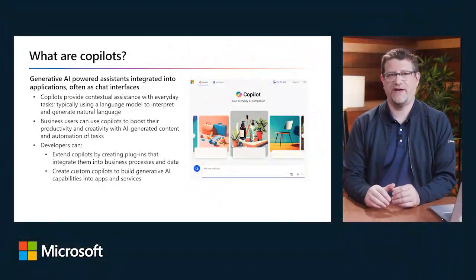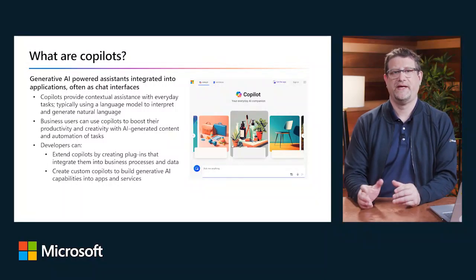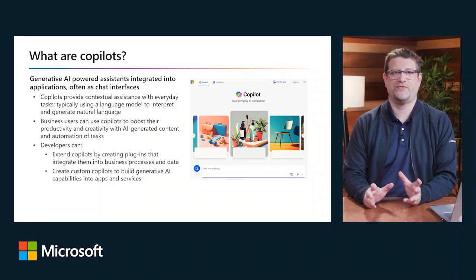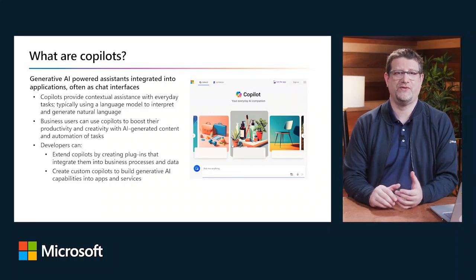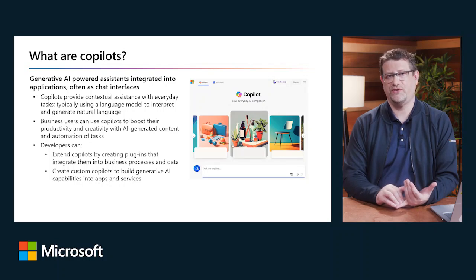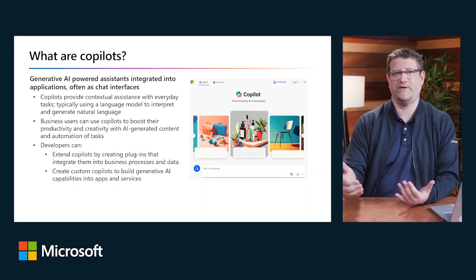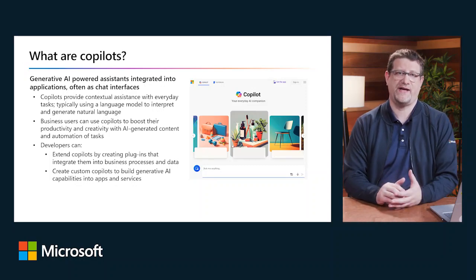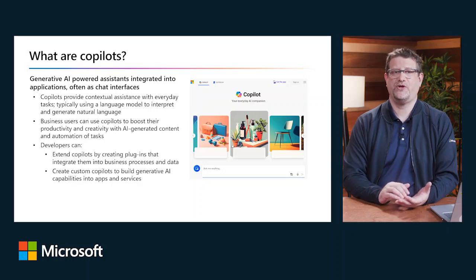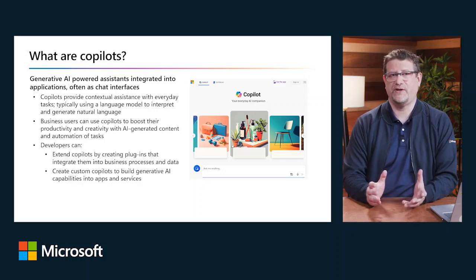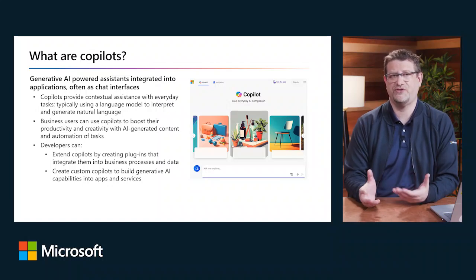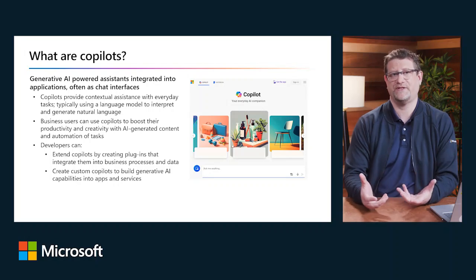Copilots are generative AI assistants that are integrated into applications, often as chat interfaces. They provide contextualized support for common tasks in those applications. Business users can use copilots to boost their productivity and creativity with AI-generated content and the automation of tasks. Developers can extend copilots by creating plugins that integrate them into business processes and data, or even create custom copilots to build generative AI capabilities into apps and services.